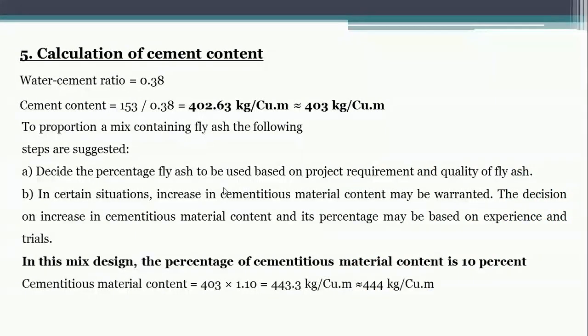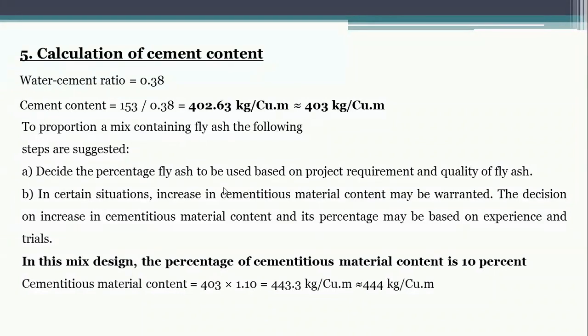Next, calculation of cement content. You know the water cement ratio we have calculated as 0.38, which we obtained in the third step. Then cement content is equal to W by C, that is, in the numerator the water content, in the denominator the water cement ratio. So water is 153, after reducing the water content by 25%, divided by 0.38, the adopted water cement ratio. If you do that, you will get 402.63. So I have approximated to 403 kg per meter cube.